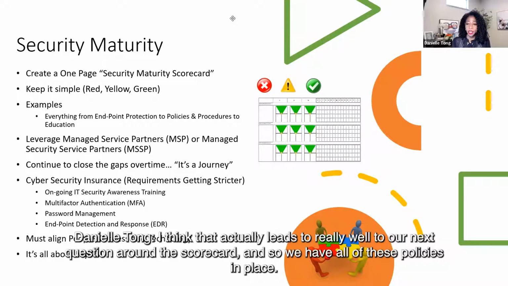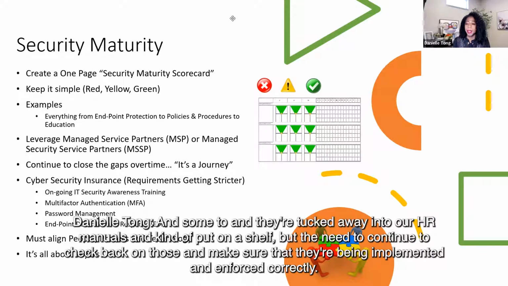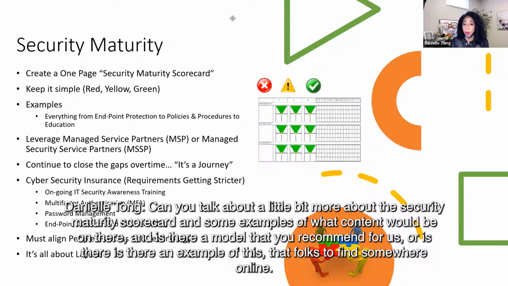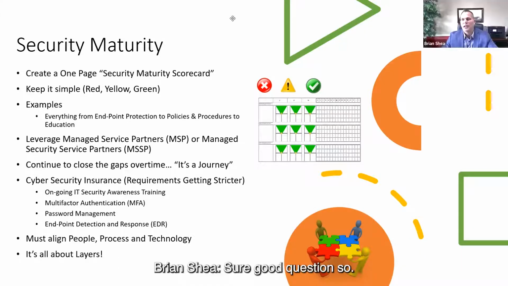I think that actually leads really well to our next question around the scorecard. So we have all of these policies in place, and they're tucked away into our HR manuals and kind of put on a shelf, but the need to continue to check back on those and make sure that they are being implemented and enforced correctly. Can you talk a little bit more about the security maturity scorecard, some examples of what content would be on there? And is there a model that you recommend for use, or is there an example of this that folks can find somewhere online? Sure, good question.